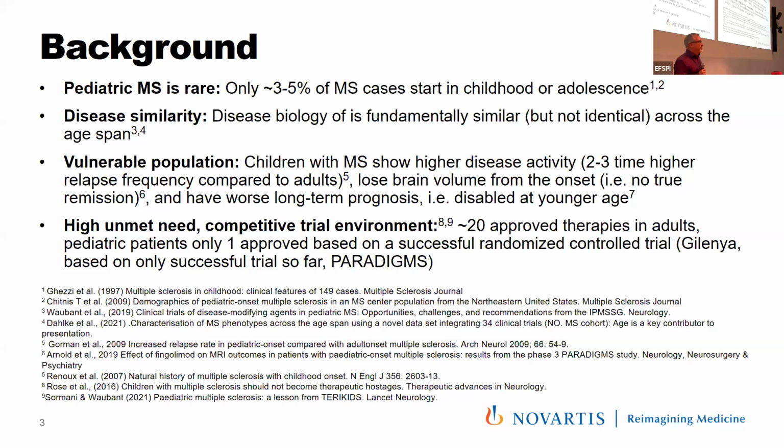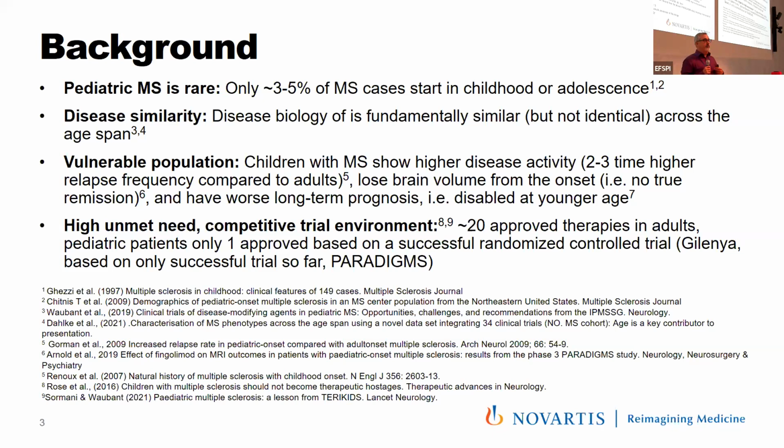Second thing is disease similarity. MS is pretty much similar throughout the age span. The biological processes, I mean, are similar. What is not similar is the quantitative contribution of these different biological processes to the disease.